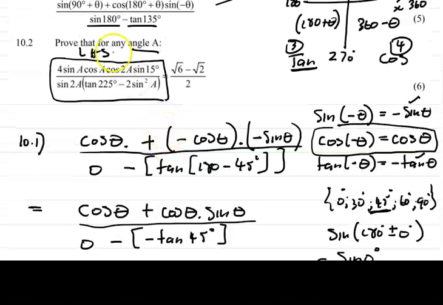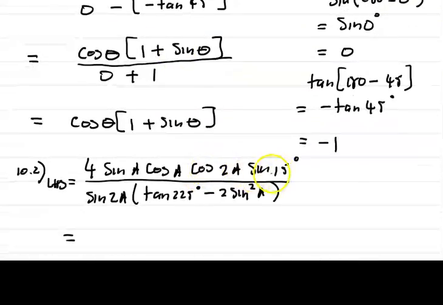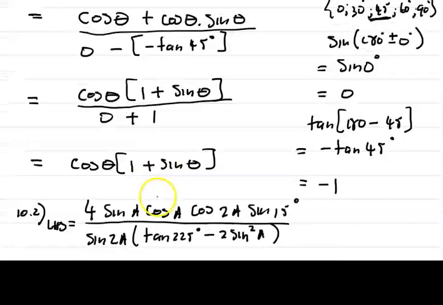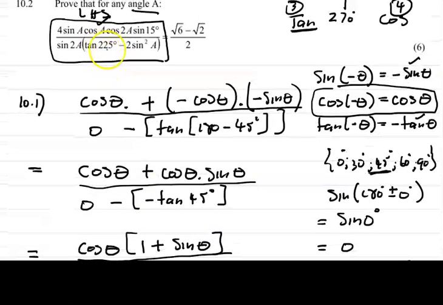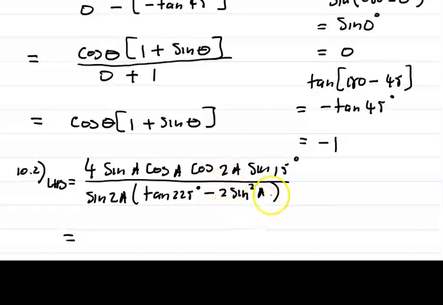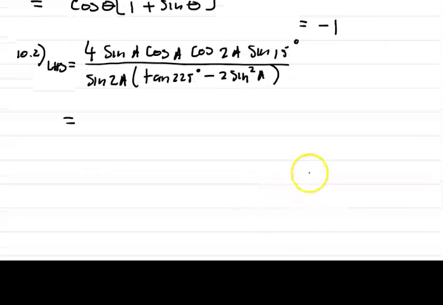4 sine A cos A, done. Cos 2A sine 15 degrees, correct. Sine 2A, that's correct. And tan of 225 minus 2 sine squared A, that is correct. Now, I always double check because sometimes we can take something down incorrectly. We don't want to do that.